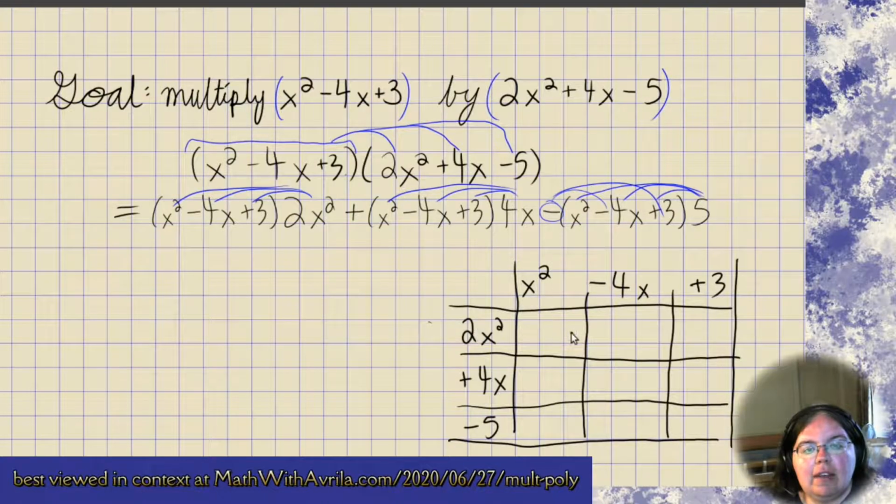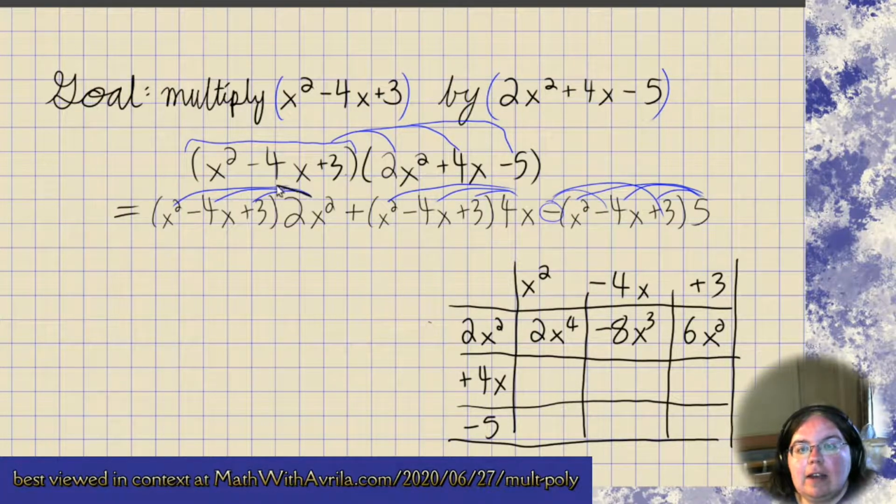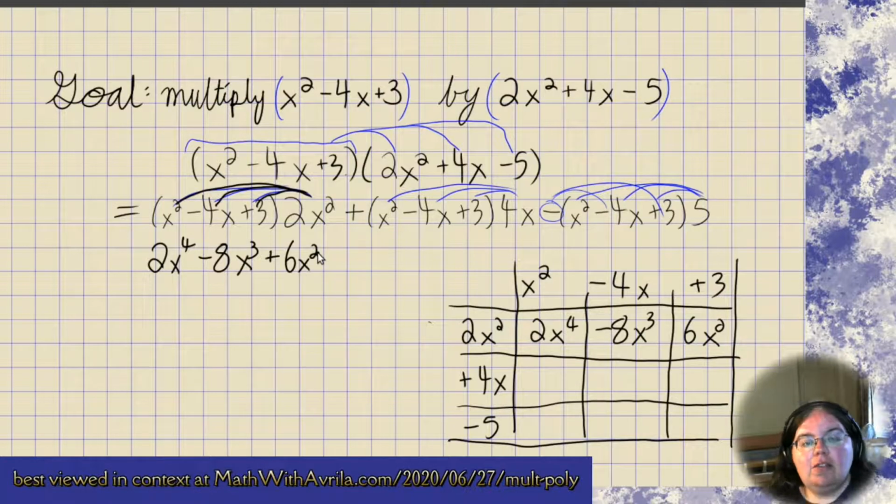So then if I go across here, I'm going to fill in these spaces with the product of their row and column header. So like here, I'll write 2x to the 4th by multiplying these together. Here I'll write negative 8x cubed from that and that. And here I'll write 6x squared from that and that. Now I'd like you to notice that that's the exact same thing that I would have done here. I would have gotten 2x to the 4th minus 8x cubed plus 6x squared. So it's just a little something to save on copying and recopying and having to keep track.